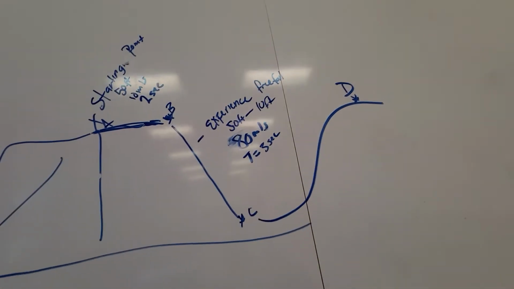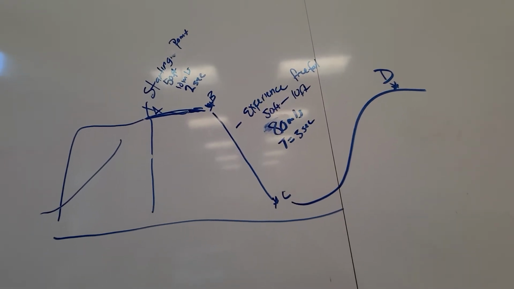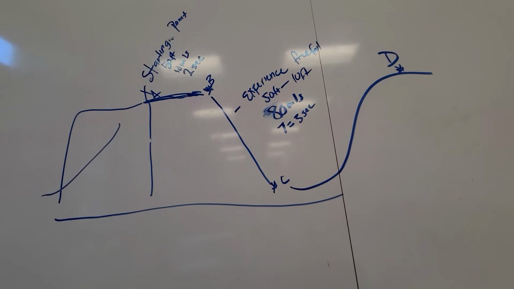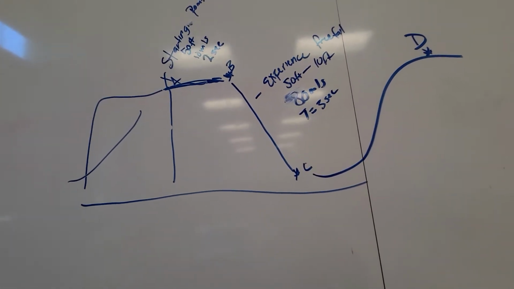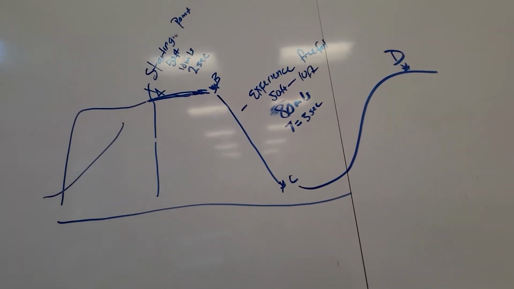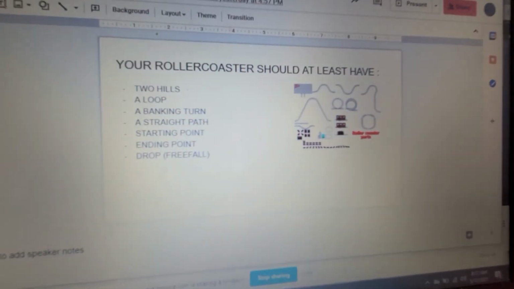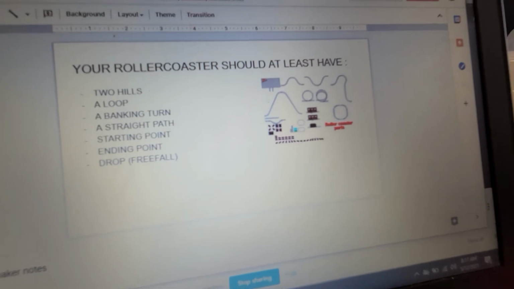However many points that you want to have, that's fine with me. If you want to go from A to Z, I'm okay with that. But make sure that you have the requirements. And the requirements are on that PowerPoint that I posted. So make sure you have these requirements though, right? At least have like 2 hills or so.